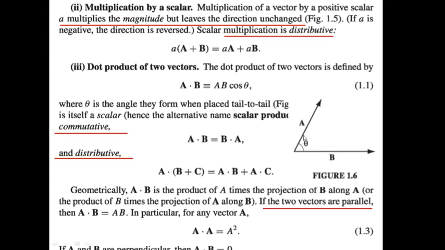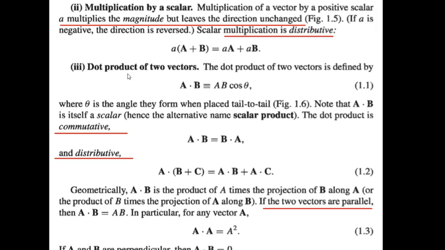For ease, I am putting the figure over here. Let us say this is the direction of my vector A, and this is the direction of my vector B. If I join their tails, then the angle between them is theta. So the magnitude of A, the magnitude of B, and the product of their magnitudes times cos theta would be the dot product of these two vectors. This is also called a scalar product, and the dot product is commonly called a scalar product.